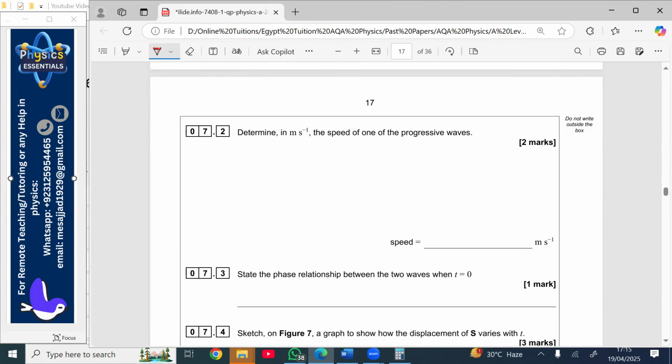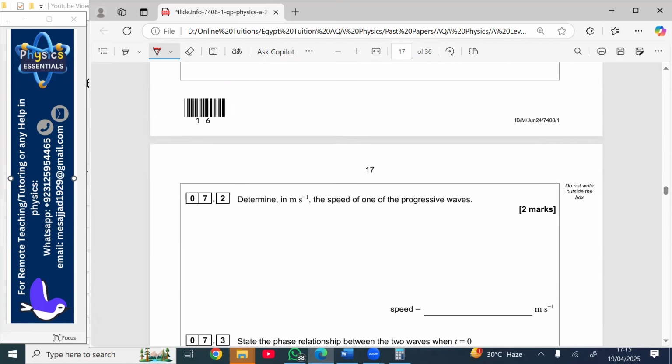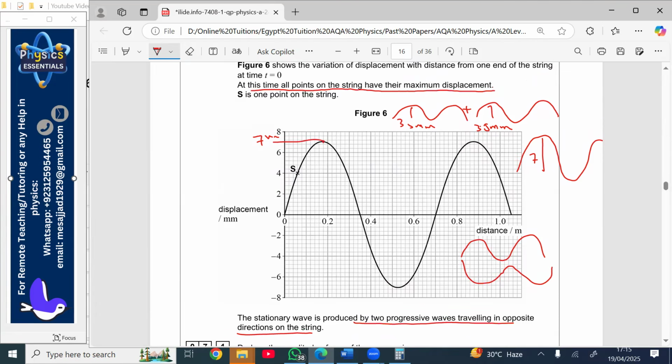Determine in meters per second the speed of one of the progressive waves. Now this is the displacement versus distance graph, and a displacement versus distance graph always gives you the wavelength. For one complete wavelength, this is actually 0.7. The distance covered during one complete cycle is the wavelength, so this is 0.7 meters.